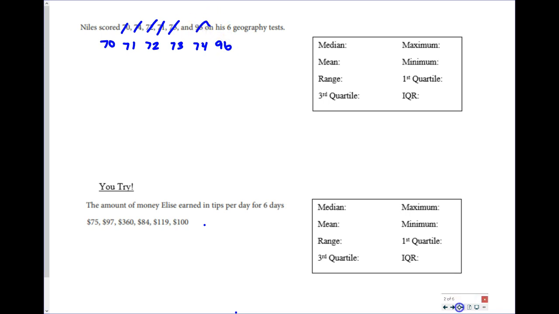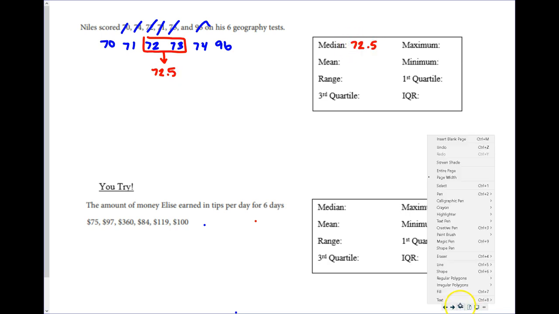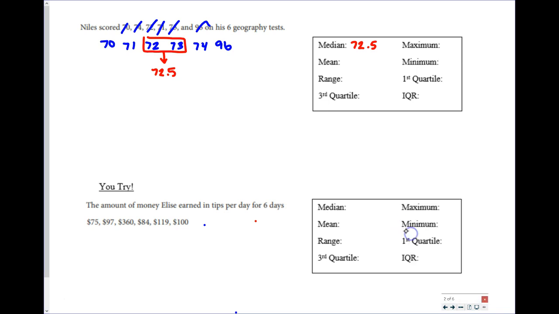I'm going to calculate the median. That's these two guys right here. So the median is actually 72.5. So there's my median, 72.5. My maximum is 96. My minimum is 70. And therefore my range is going to be 26 because 96 minus 70 is 26.